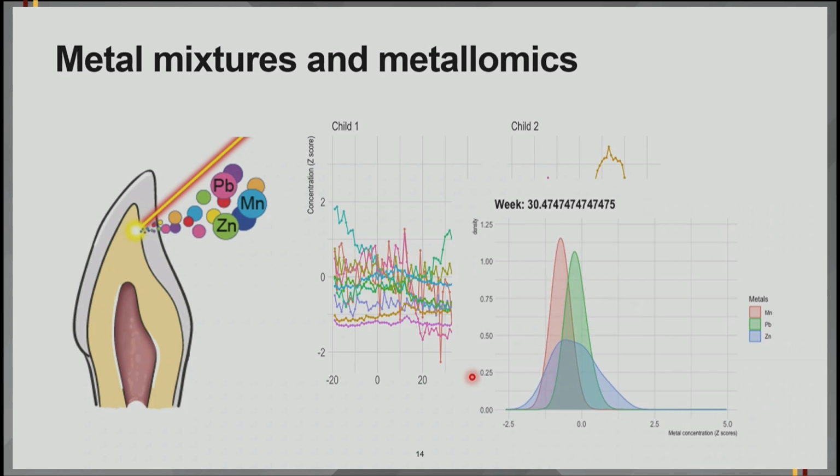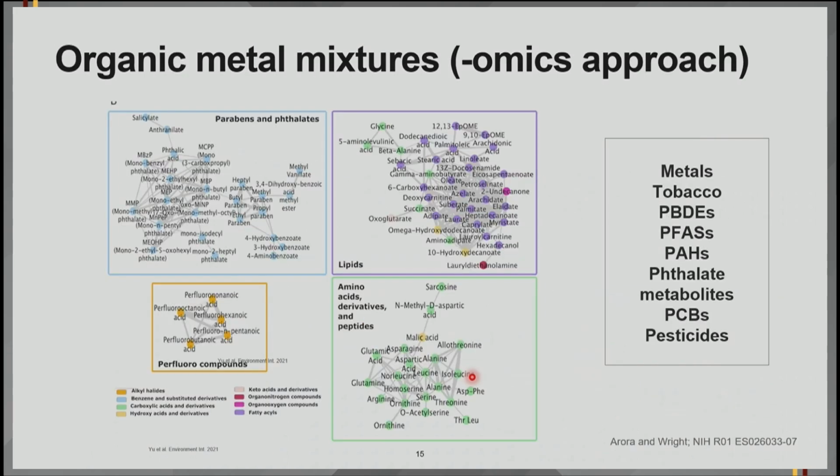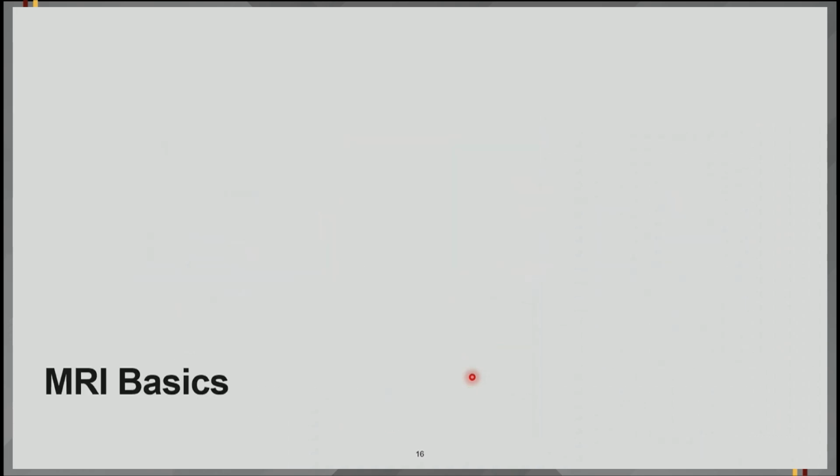And this is just a cool GIF of the moving mixture, so you can actually see how those exposures are changing over time. We've expanded this to take a more omics approach, so not only looking at metals, but now Manish can look at parabens and phthalates, PFASs, pesticides, and other compounds that we think are very important. But today I'm really focusing on the metals.